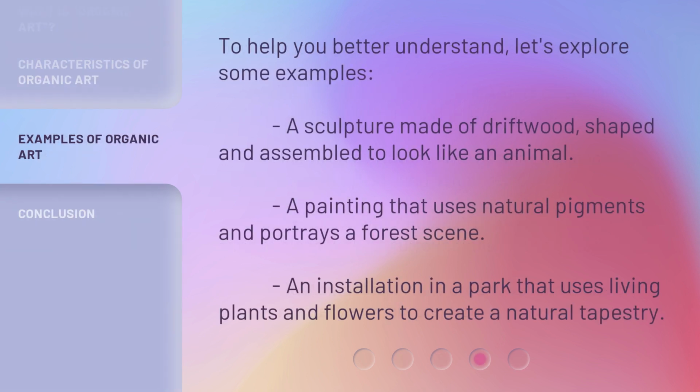To help you better understand, let's explore some examples. A sculpture made of driftwood, shaped and assembled to look like an animal. A painting that uses natural pigments and portrays a forest scene. An installation in a park that uses living plants and flowers to create a natural tapestry.